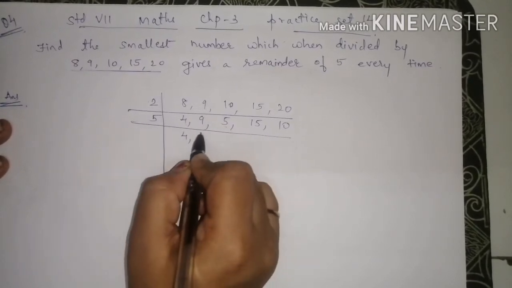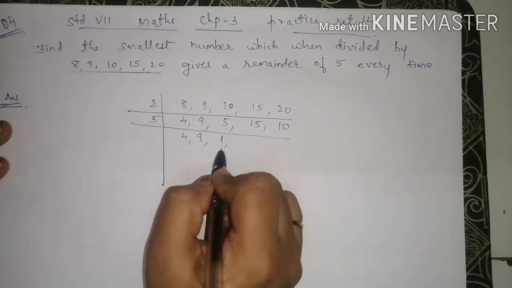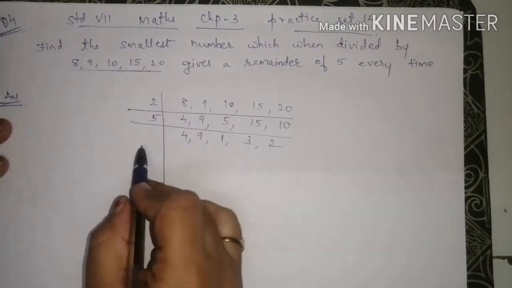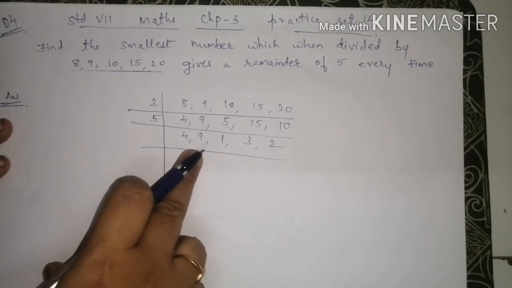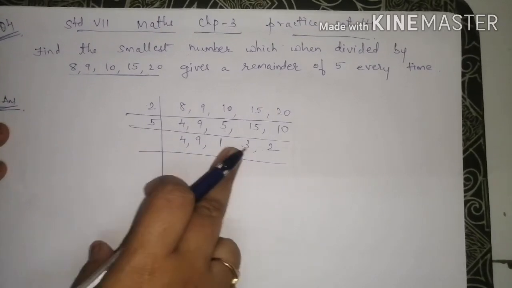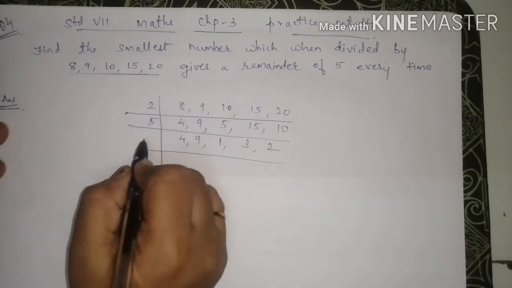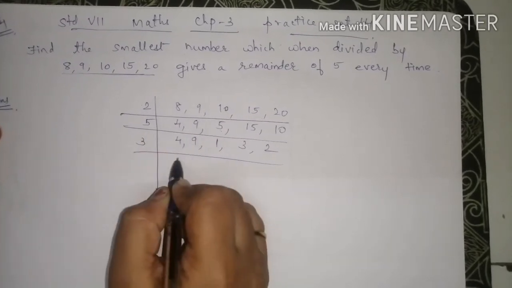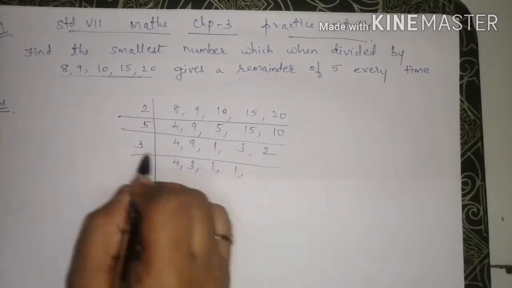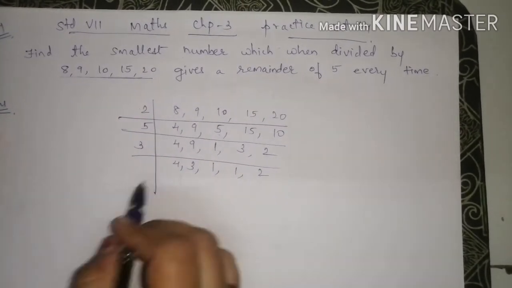4 will not go by 5. 9 will not go. 5 1s are 5. 5 3s are 15. 5 2s are 10. Now again let's think of the table in which they will go. 3's table, so 3 and 9 will go. So let's start by 3. 4 will not go. 3 3s are 9. 1 as it is. 3 1s are 3. 2 will not go, so 2 as it is.